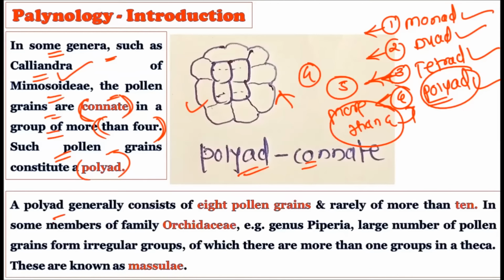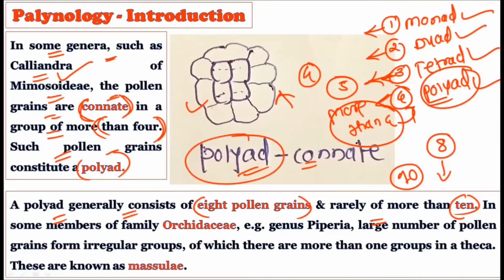Now see, this polyad generally consists of 8 pollen grains. When we consider the structure of the polyad, you will come to know that generally there are 8 pollen grains present in this polyad, and rarely more than 10. So 8, and sometimes even more than 10, can be found in such a polyad condition. So if you are defining the polyad, you should remember that it is not just more than 4, but actually 8. And sometimes even more than 10 pollen grains may be aggregated together.